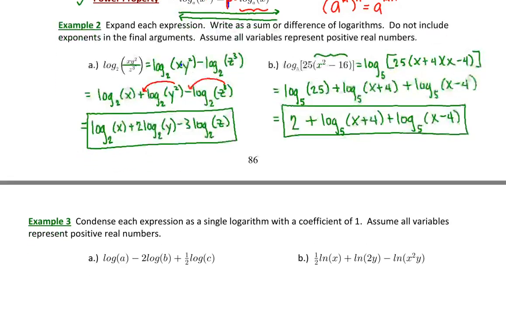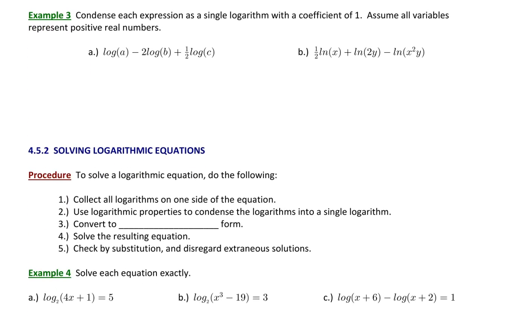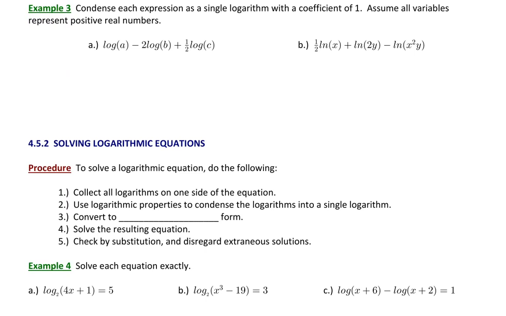Okay, let's go the other way. On example 3, we want to condense each expression as a single logarithm with a coefficient of 1. Again, assume all variables represent positive real numbers so that our logarithms are defined. So in this one, we're going to start with the power rule. That's where we finished on the previous examples. But we want to take any kind of a coefficient and move it up into the exponent position.